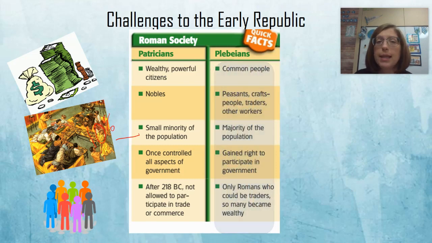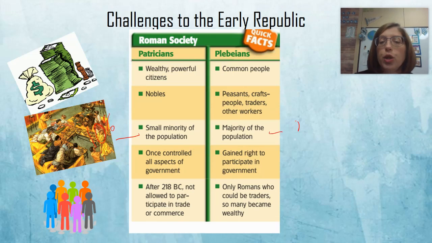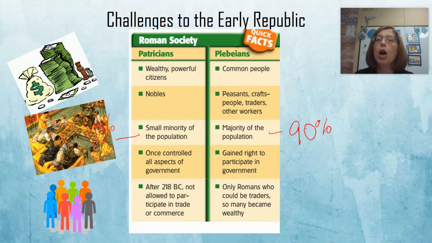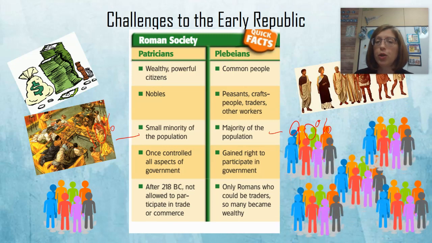Now you have your plebeians. These were your common people. They were peasants, craftspeople, traders, other workers. They were the majority of your population. So this is where I want you to write 90%. This is 90% of the people who are your farmers. They served in the military. They paid taxes. They gained the right to participate in government, and only Romans could be traders, so many became wealthy. And here are some pictures to represent your plebeians.